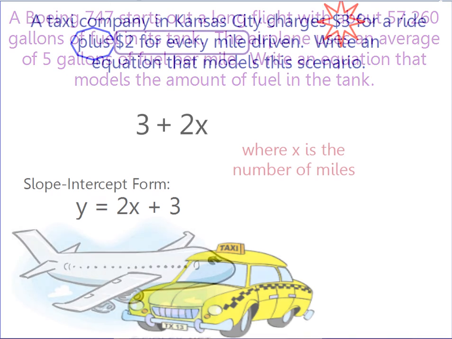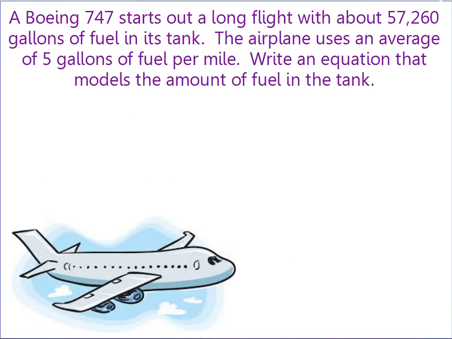Let's try this one more time with a plane. A Boeing 747 starts out a long flight with about 57,260 gallons of fuel in its tank. The airplane uses an average of 5 gallons of fuel per mile. Write an equation that models the amount of fuel in the tank. This plane starts out with 57,260 gallons of fuel.